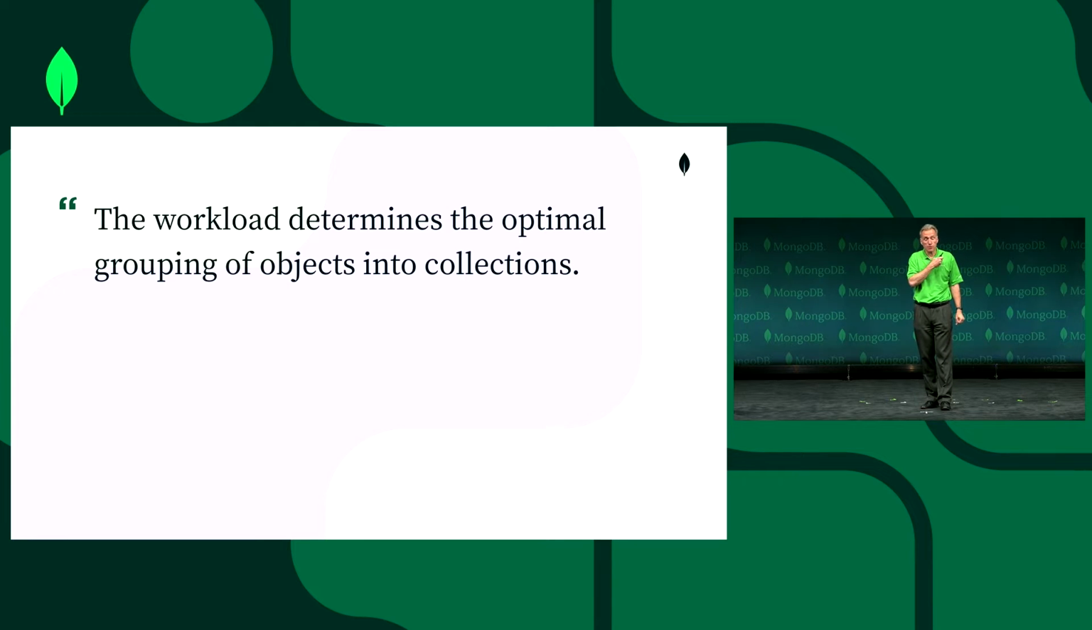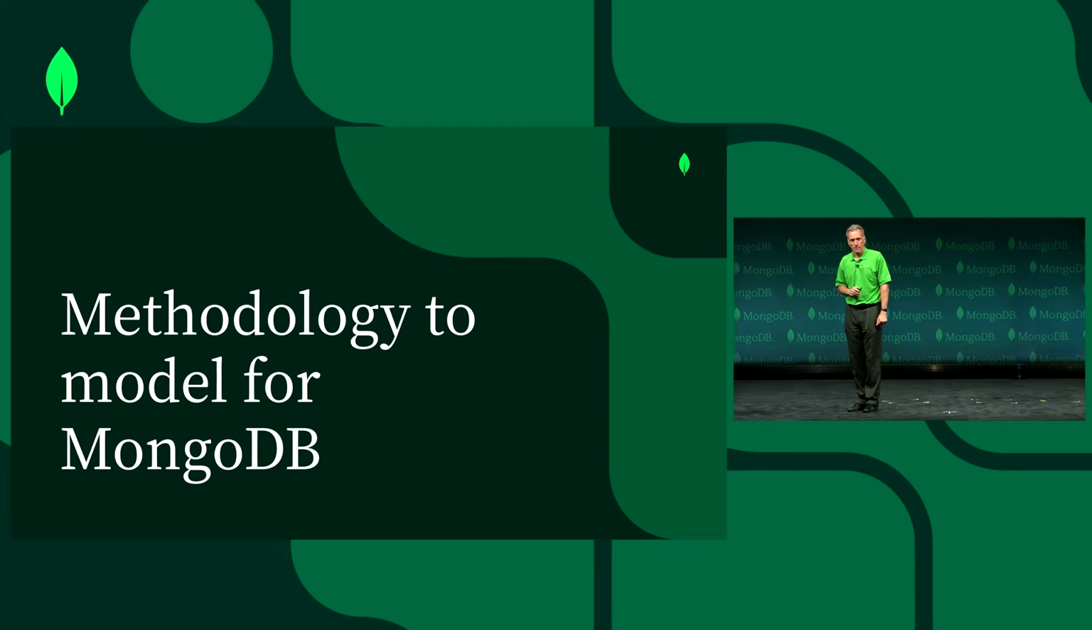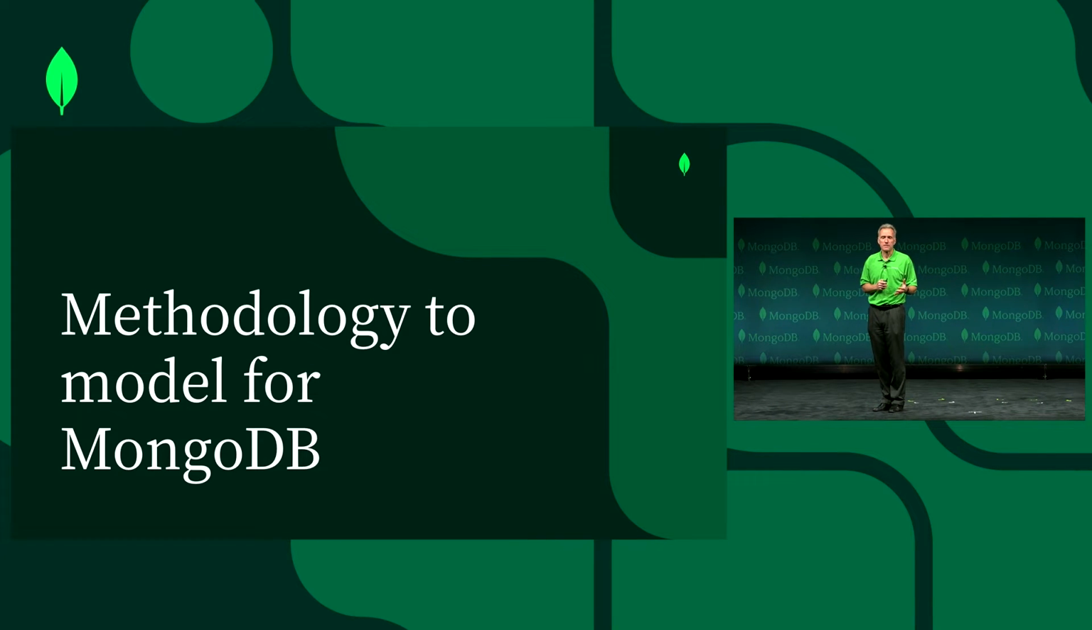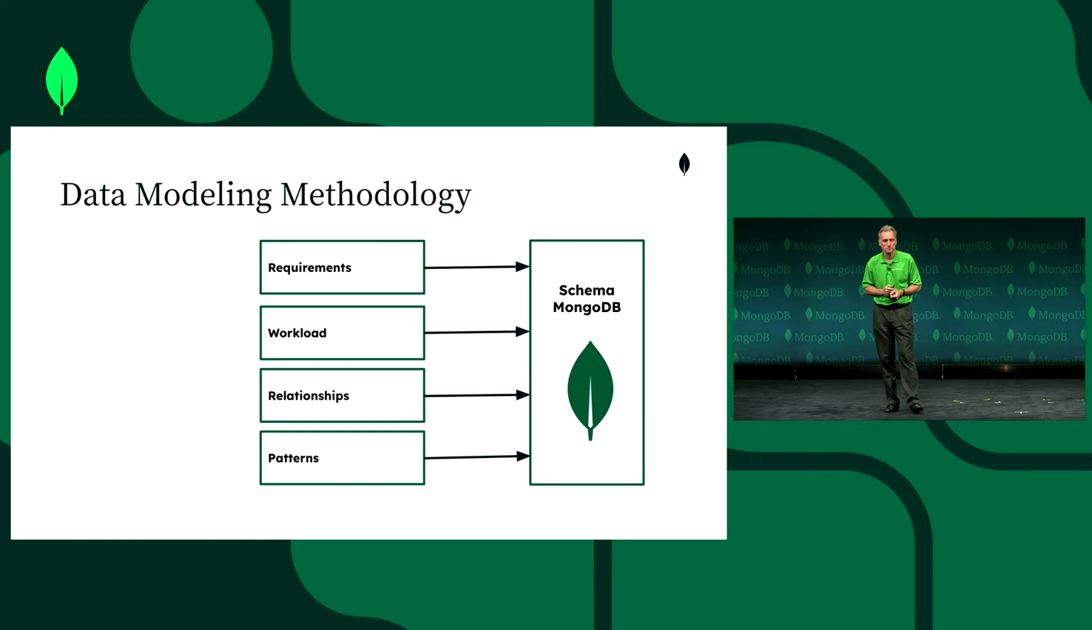The key principle for that is the workload determines the optimal grouping of objects into collections. So we need to understand what we're going to be doing with the data. And that principle brings us to the second section of the talk. So let's talk about the methodology to model for MongoDB and reach the solution about which model we should have.